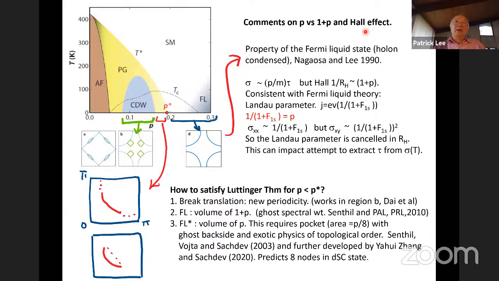As far as the Landau is concerned, n over m is just whichever area is in the Drude peak. To get n over m, you just take the DC conductivity and divide by tau. So it has nothing to do with the optical sum rule. The sum rule is something else, and probably will give you 1 plus p. Okay, so that's what I'm saying.